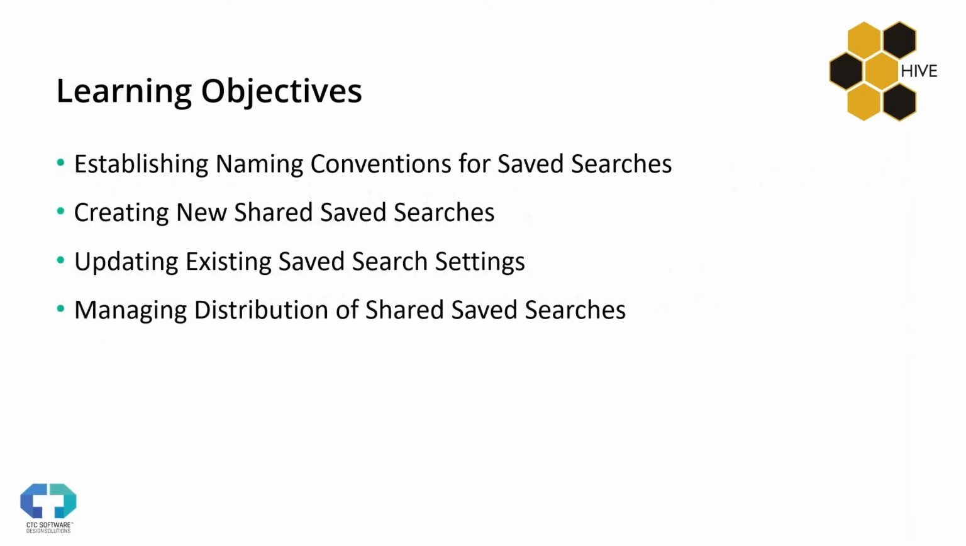We're going to cover a couple of key topics. We're going to establish some naming conventions for these shared saved searches, talk a little bit about making sure that it's clear for your team. We're going to create a couple of new shared saved searches and talk about some of the details behind what we need to know. We are going to update some existing saved searches and modify their settings and potentially rename them to align them with naming conventions we might want to use. And then we're also going to talk very specifically, probably throughout a lot of this, in managing the distribution, who actually sees these shared saved searches. Okay, we're going to cover all that.